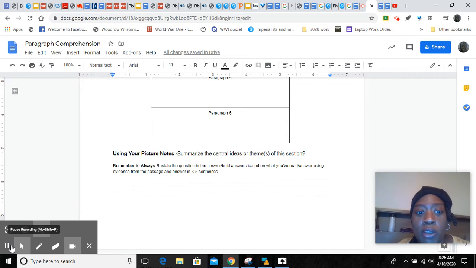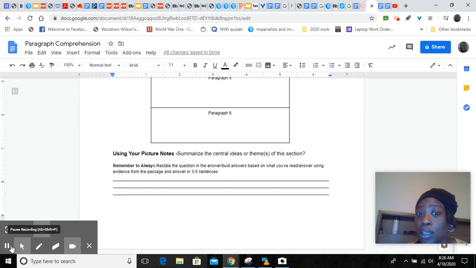When you're done with all the paragraphs, you're going to use your picture notes at the bottom. It says summarize the central ideas or themes of this section. So you're going to use your picture notes and write them out. You're going to tell me what happened in each paragraph as a summary of the whole section. It says remember to always restate the question in your answer. Build answers based on what you've read. Answer using evidence from the passage. And answer in 3 to 5 sentences.